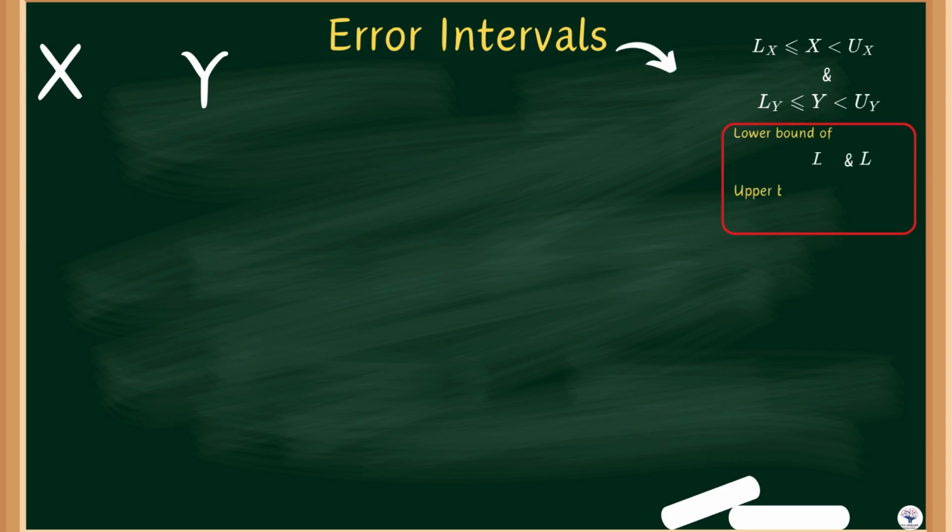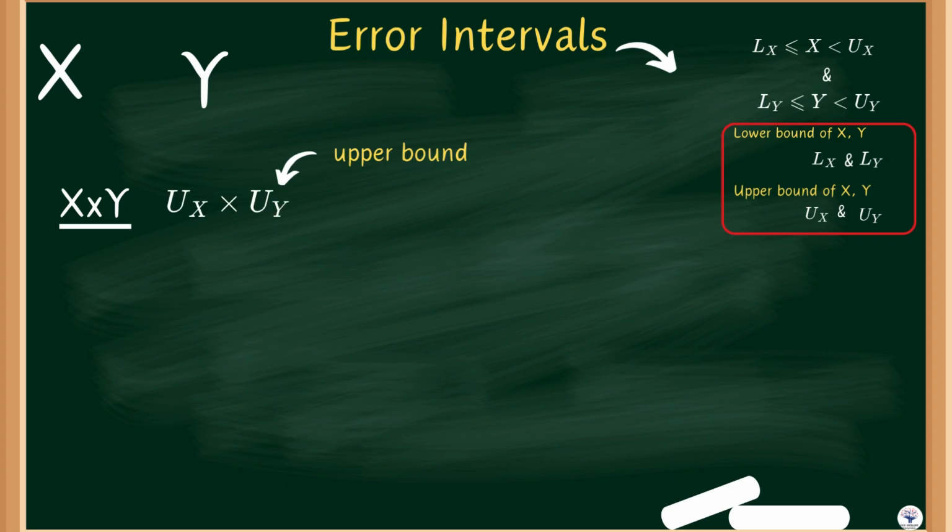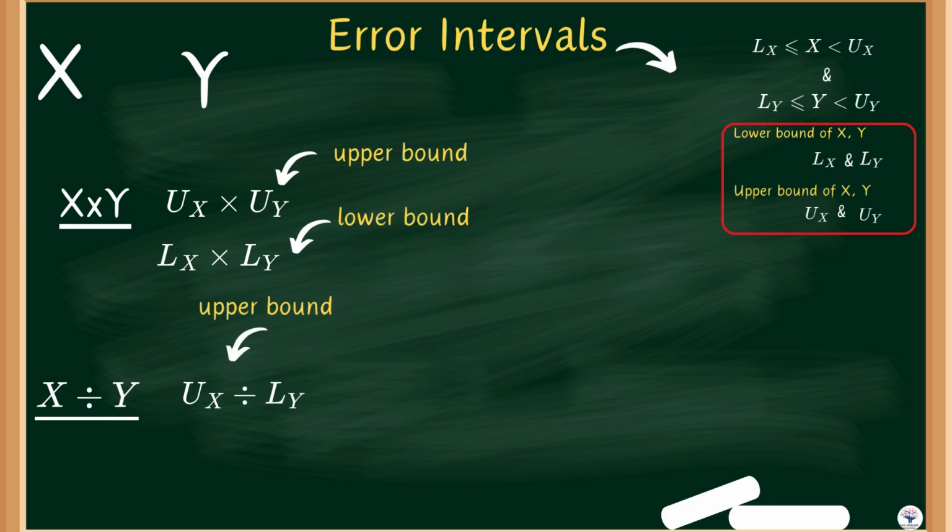When you multiply the 2 numbers x and y, to get the upper bound of x times y, multiply the upper bound of x by the upper bound of y. And for the lower bound, multiply the lower bound of x by the lower bound of y. In the case of division, here, x divided by y, to get the upper bound, divide the upper bound of the numerator, that is Ux, by the lower bound of the denominator, that is Ly.